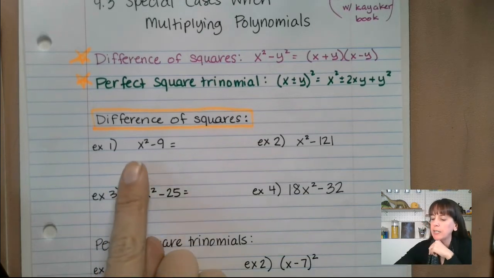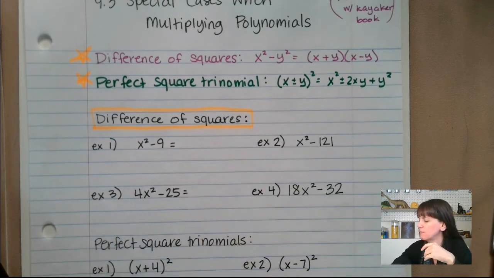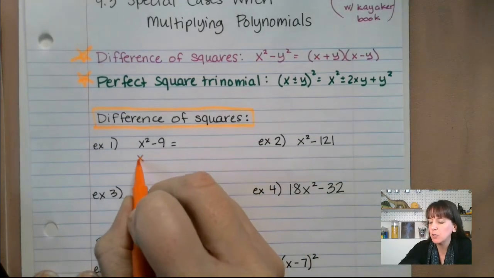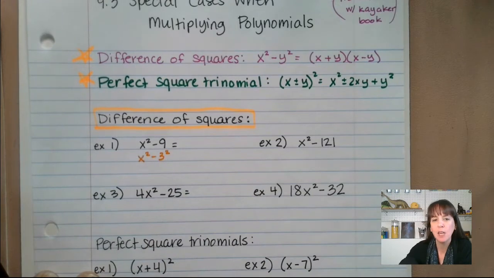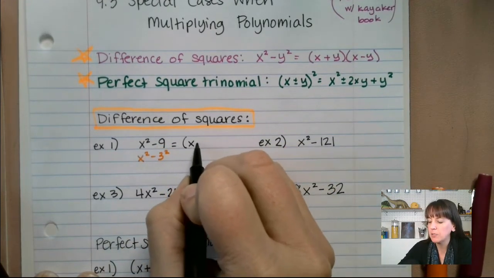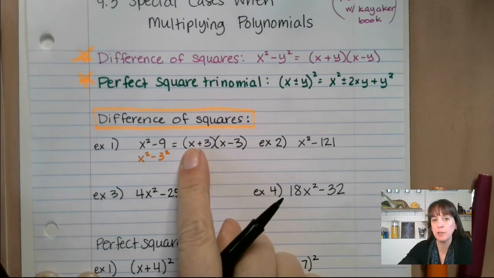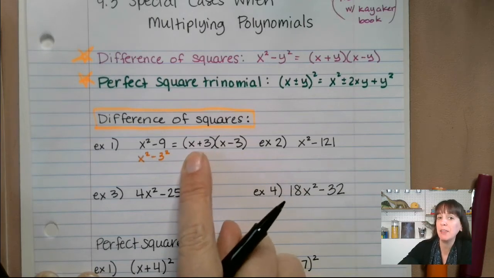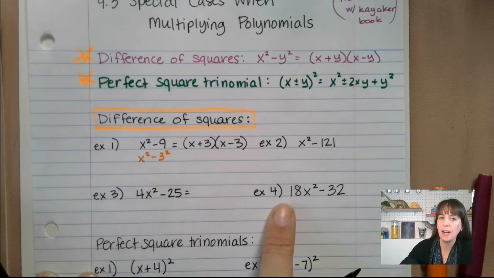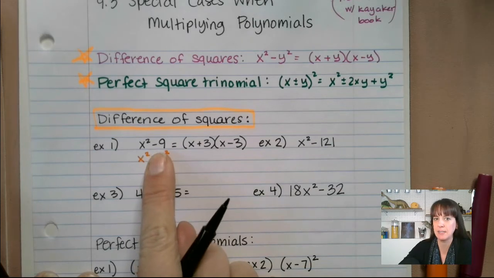So what we're going to do here is, you'll see that we have x squared minus 9. What that really is, is x squared minus 3 squared, which means this factors down to (x plus 3)(x minus 3). That's because if we were to FOIL or distribute or box method this, we would end up with x squared minus 9. You can pause the video and FOIL or box method that. You should end up with x squared minus 9.